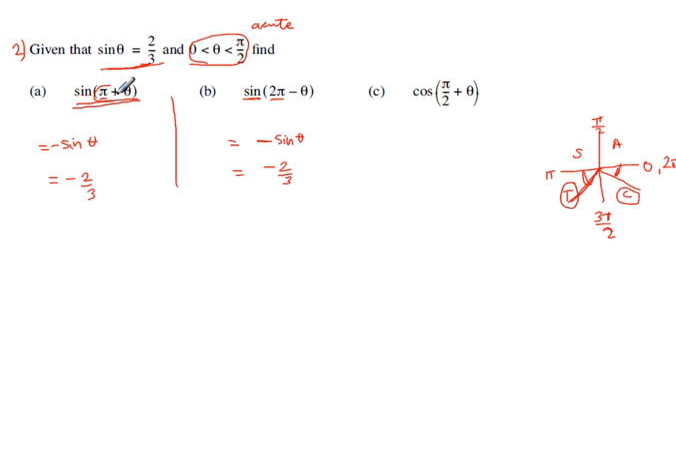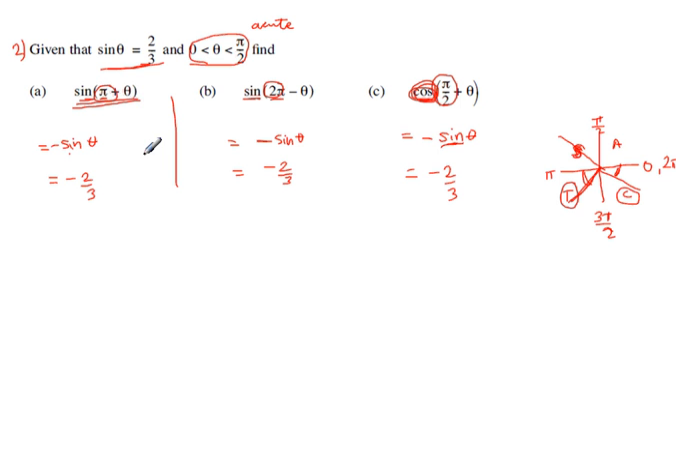So whenever there's pi, 2 pi, the ratio remains the same. Sine remains sine. But whenever pi by 2, 3 pi by 2 is there, your cos will become sine and your sine will become cos. So sine theta. Because it's pi by 2, your cos becomes sine. Which quadrant? Obviously second quadrant. Sine is positive, but this is cos. Look at my main ratio, don't look at this. Cos is negative, only sine is positive in the second quadrant. And this answer will be minus 2 by 3.